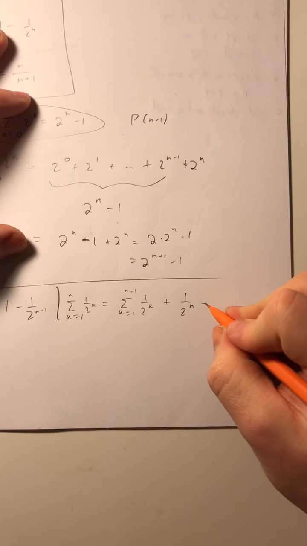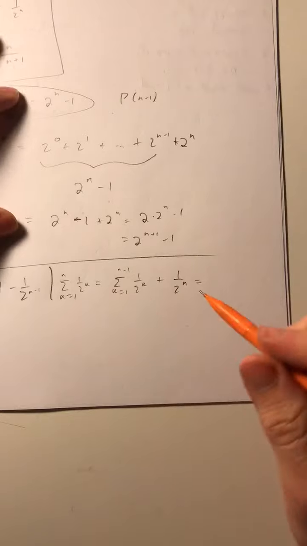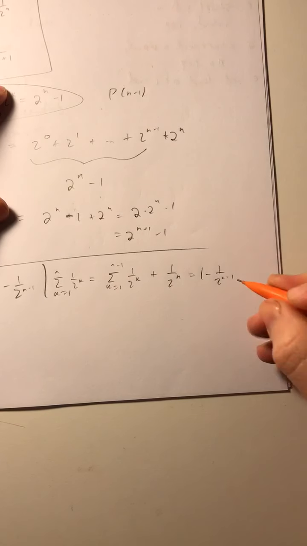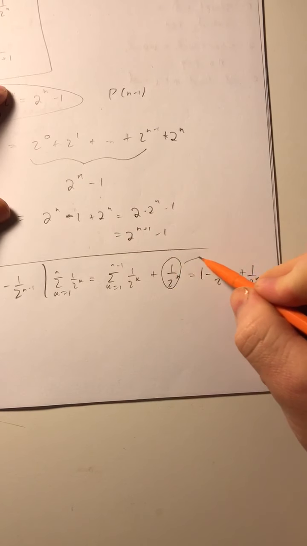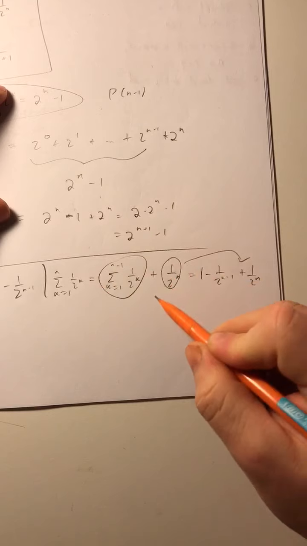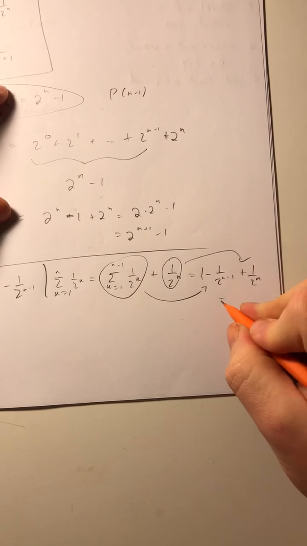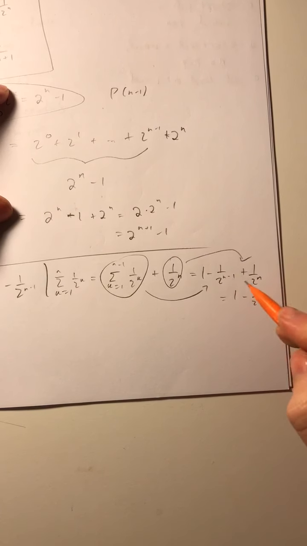And now by the inductive hypothesis, because I have assumed that this is true, I know this first sum is equal to 1 minus 1 over 2 to the n minus 1. And then I have plus 1 over 2 to the n. Right? So this 1 over 2 to the n is over here. This part became here, the first two terms. And now if you work this out, this is 1 minus 1 over 2 to the n. Let's get a common denominator here.